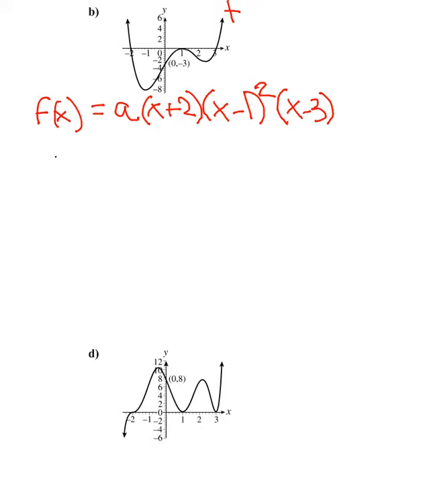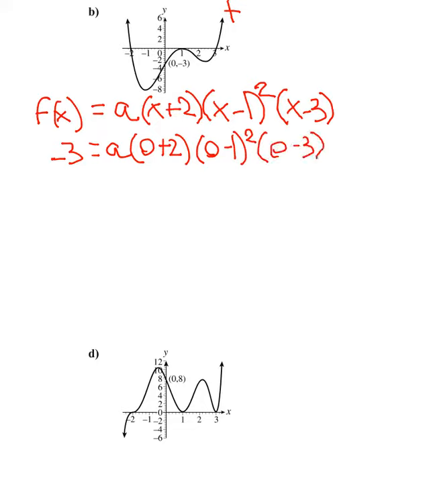So negative 3 equals a times (0 plus 2) times (0 minus 1) squared times (0 minus 3). That is going to equal negative 3 equals a times 2 times 1, because negative 1 squared is 1, times negative 3. 2 times 1 times negative 3 equals negative 6.